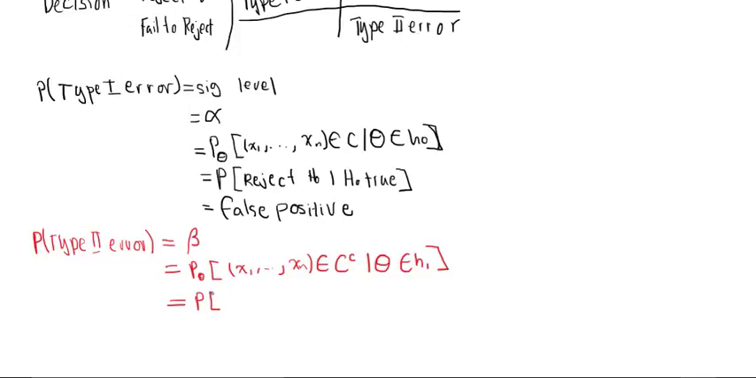This is the equivalent of failing to reject our null hypothesis, given the null is false. And you can probably see where this is going, which is also known as a false negative.